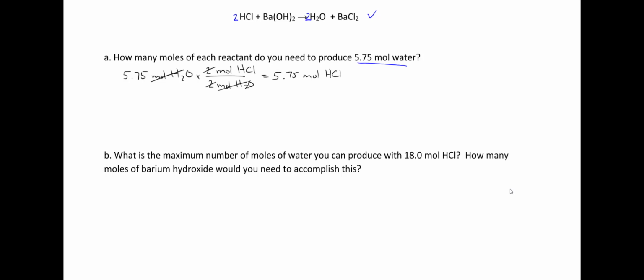Now similarly, I know that for the other reactant, I'm going to need half as much. This is a 2 to 1 ratio. So 5.75 moles of HCl or water. Again, it doesn't matter. You just need the amount of any one chemical to find any of the others. You could pick either one. I'm going to still stay with water. So we know that every 2 moles of water needs 1 mole of barium hydroxide.